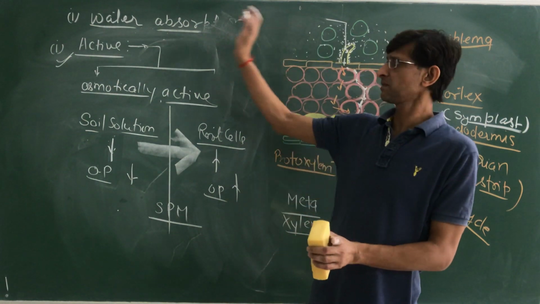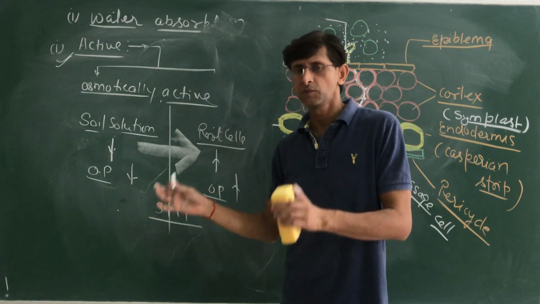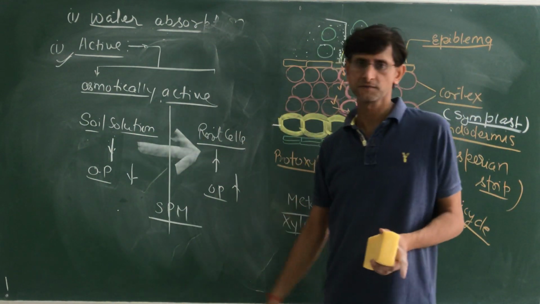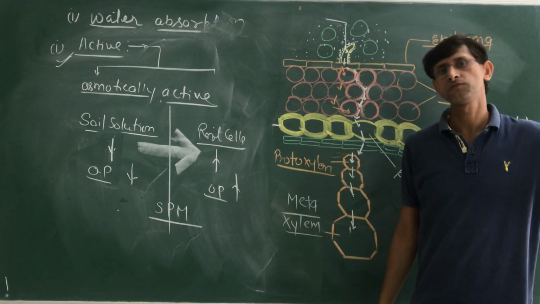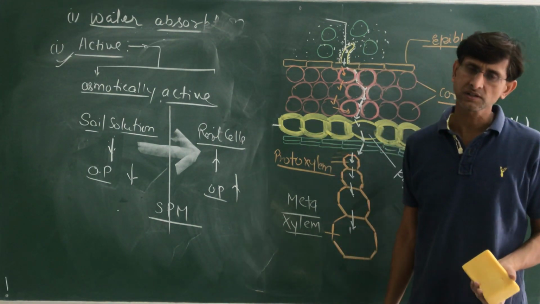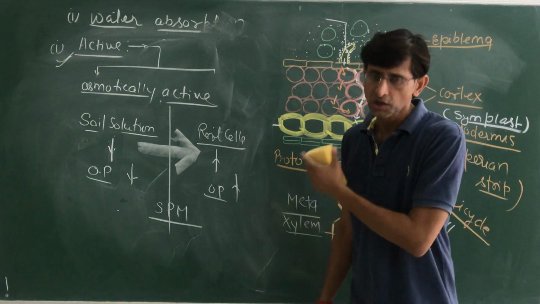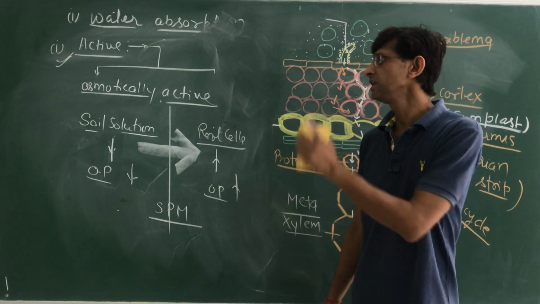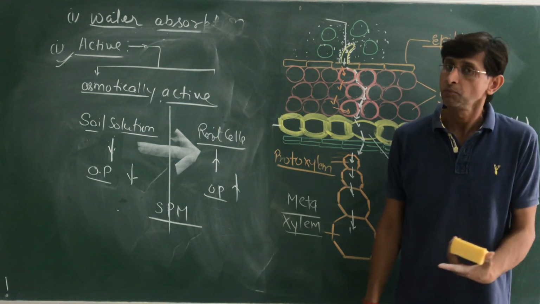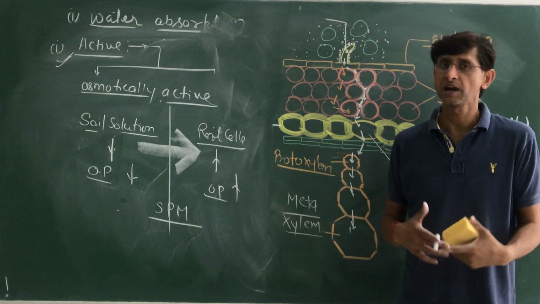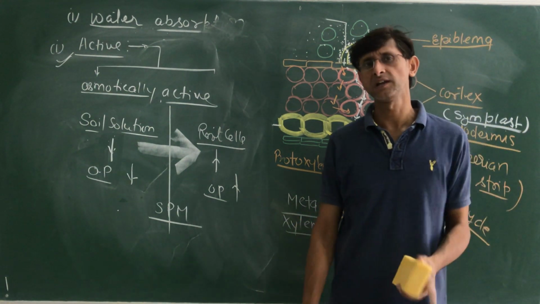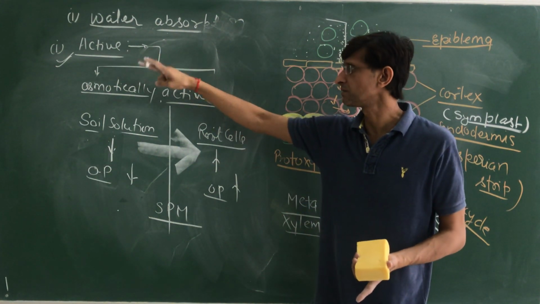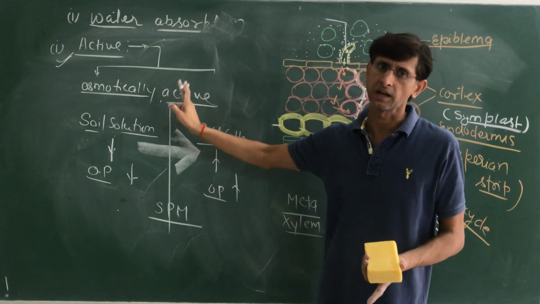In most of the active absorption, this process is followed because root cell maintains high osmotic pressure in comparison of soil solution. That's why water follows the osmotic concentration gradient and enters inside the root cell. And when water enters in the root cell cytoplasm, we can consider it active because root cell is actively taking part in this absorption without expending any kind of energy. Okay, so first type of active absorption is osmotically active.